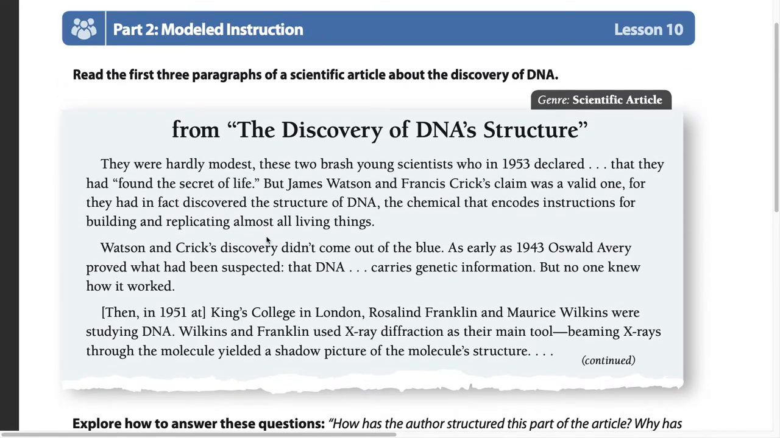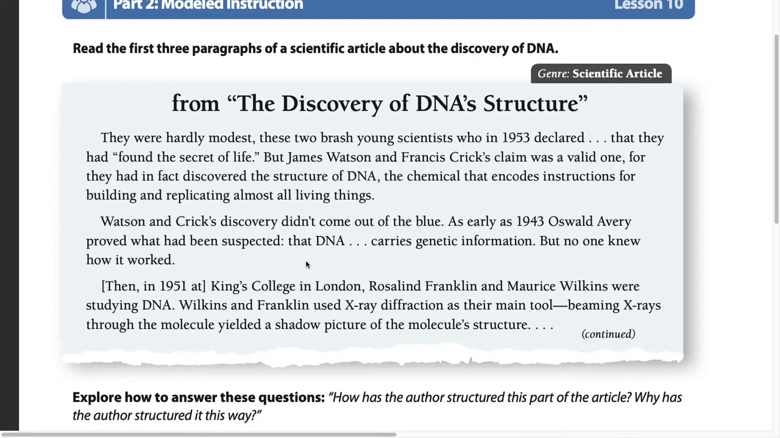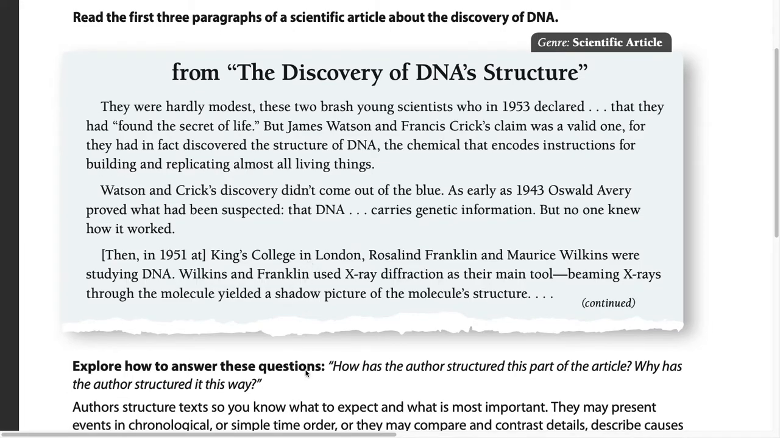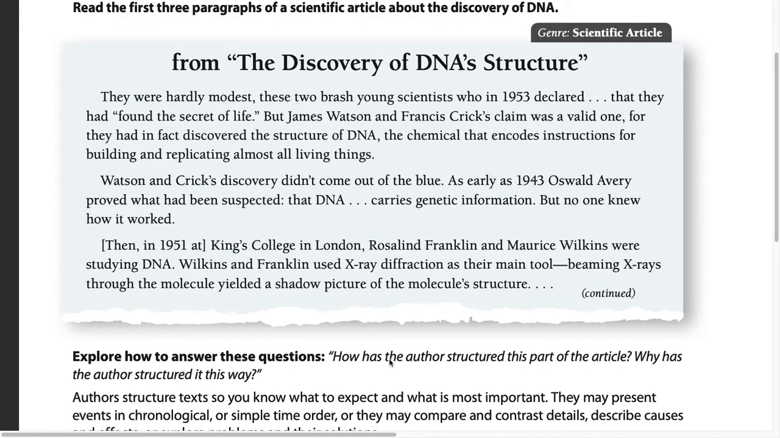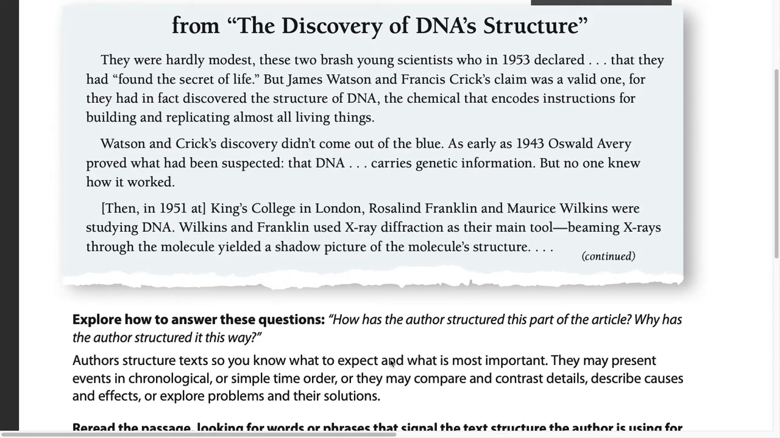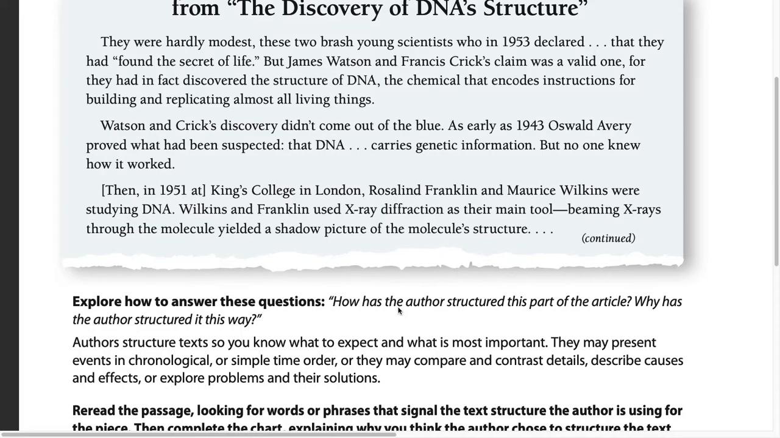All right, we are going to read the first 3 paragraphs of a scientific article about the discovery of DNA. And we're going to explore how to answer these questions. How has the author structured this part of the article? And why has the author structured it this way? Authors structure text so you know what to expect and what is most important. They may present events in chronological or simple time order, or they may compare and contrast details, describe causes and effects, or explore problems and solutions.